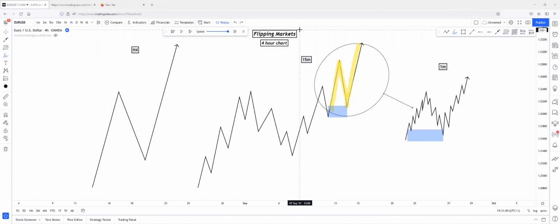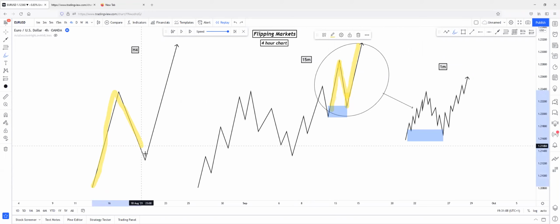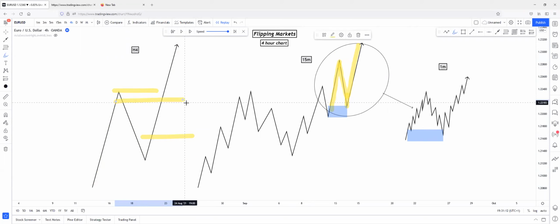Okay, let's combine more time frames together. So if the 4-hour structure and trend is bullish, it's creating series of higher highs, creating demand zones and breaking through supply zones. The 15-minute will look like this, as I said in the earlier video.